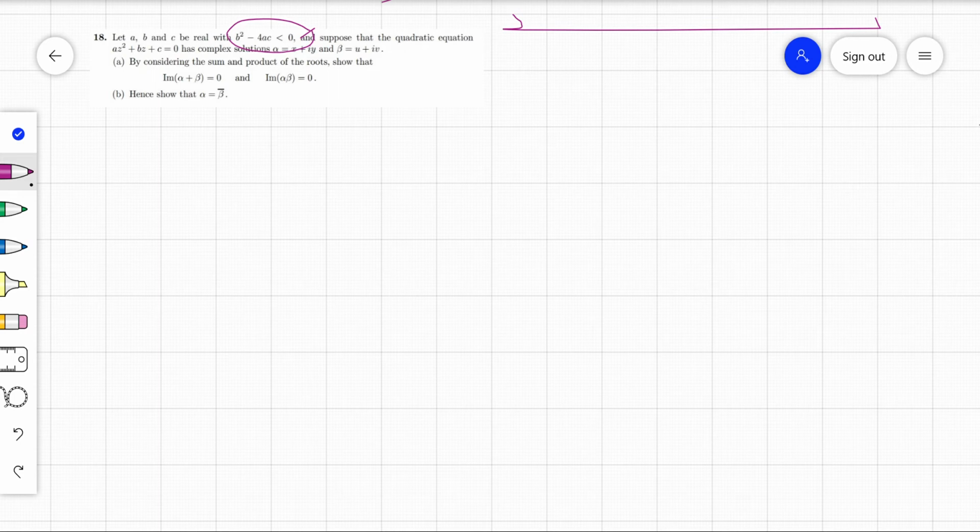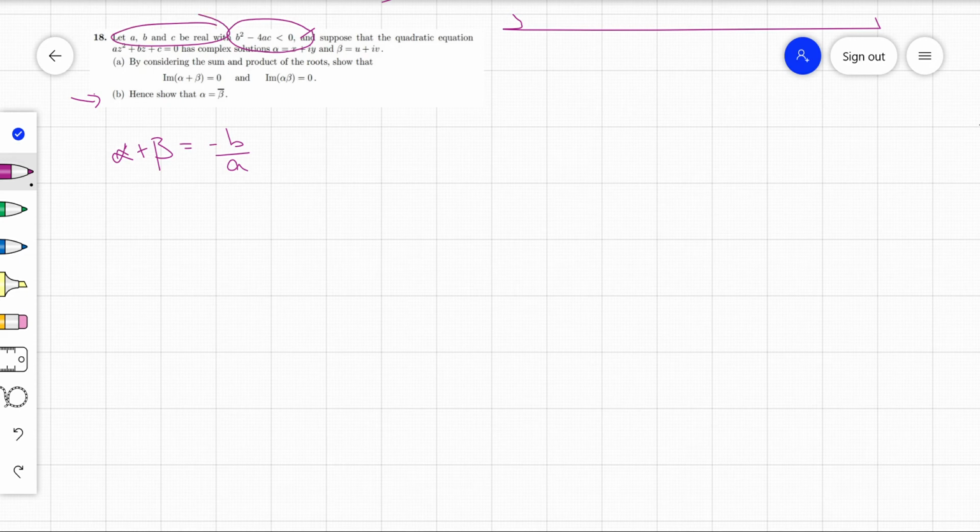So we already know they're going to be a complex conjugate pair, but in part B here we've got to prove it, so we won't assume anything. It does say by considering the sum and product of roots, so let's do that. So we know that the sum of roots, in this case alpha plus beta, is going to equal negative b on a, and we know that a, b, and c are all real.